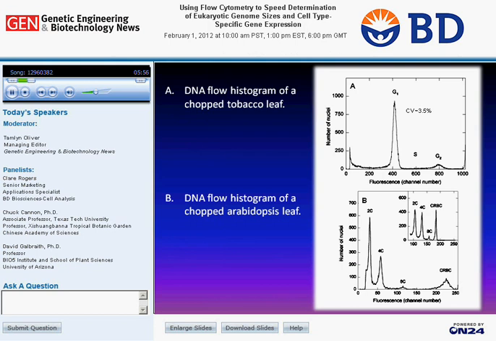In panel A, you see a DNA flow histogram of a chopped tobacco leaf, and you can see the resolution of the G1 peak, that is the 2C DNA content of the cells, as the nuclei are released from the leaf tissues. The CV is 3.5%, which is really very nice, and you can see the cell cycle G1, S and G2 peaks on this linear histogram, and this is a very acceptable DNA histogram profile.